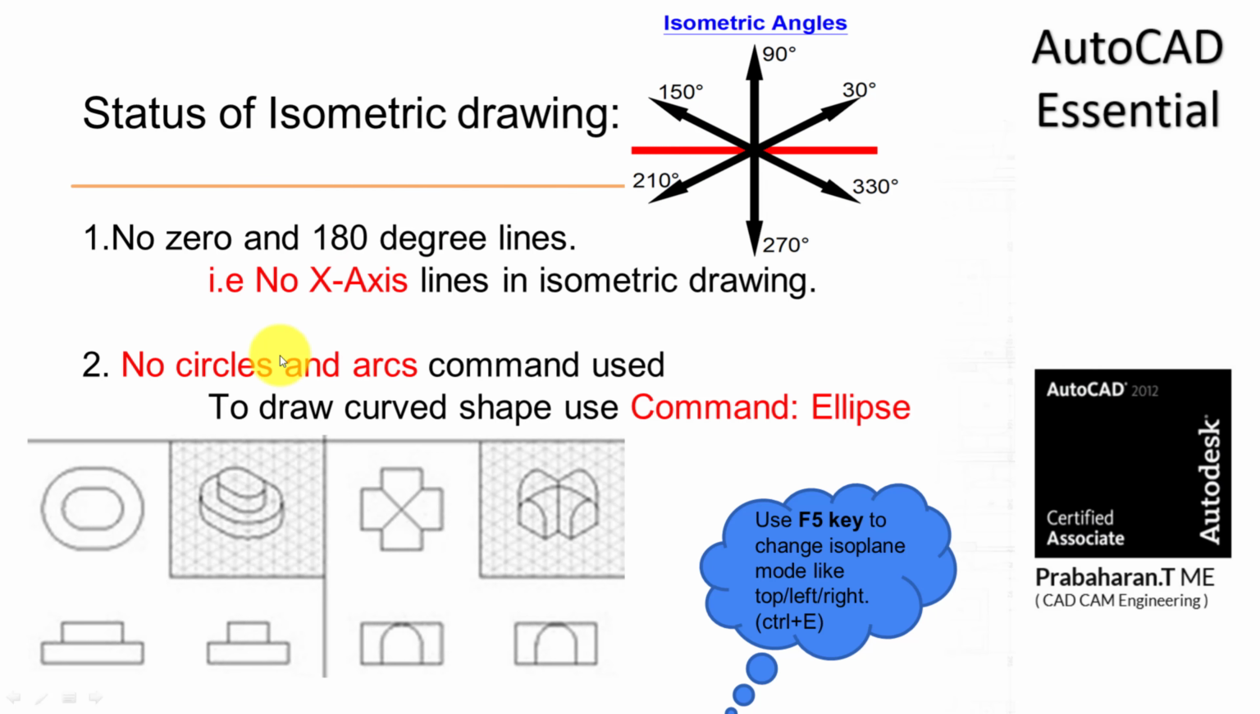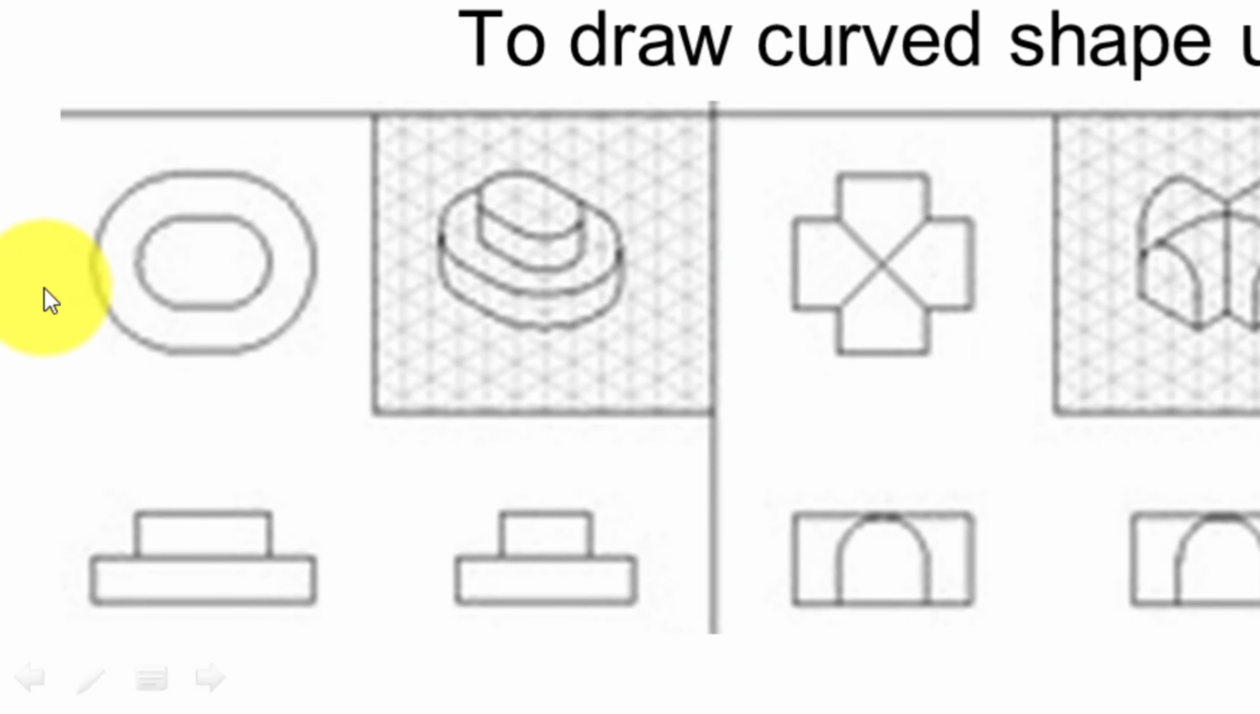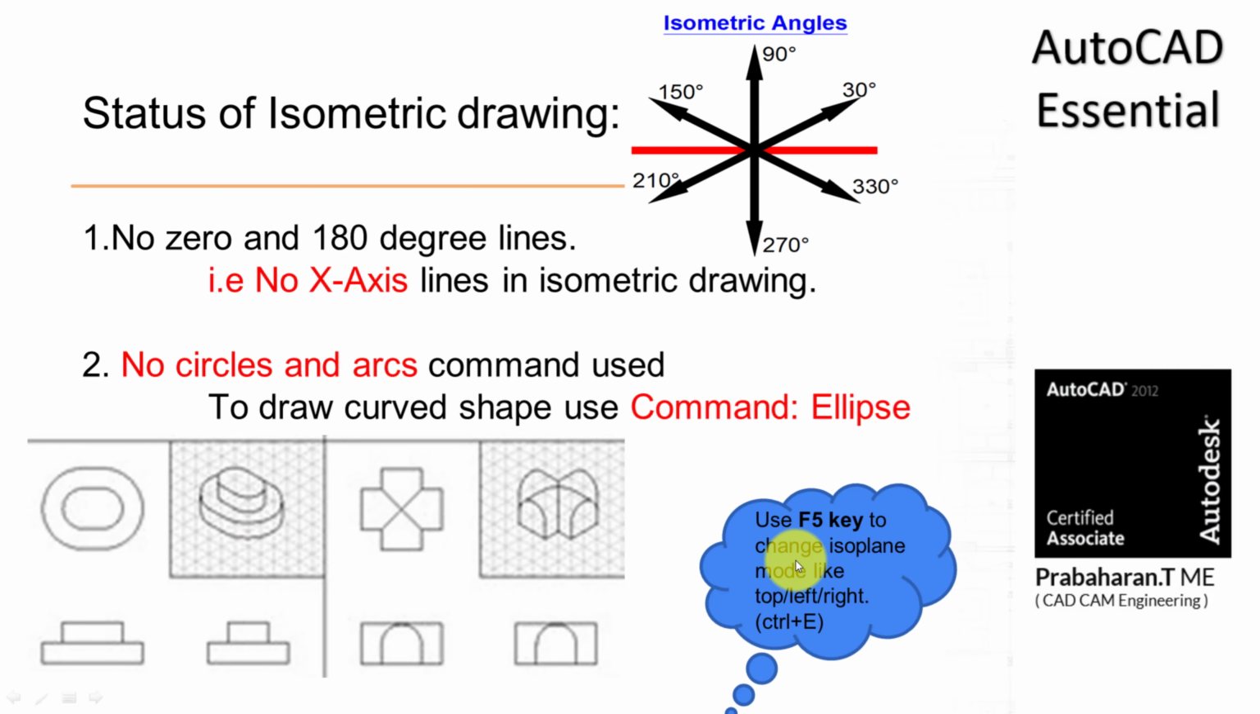Second, no circle and arc should be used in isometric. Instead of the circle and arc, if you want to draw any curvature, we will go for the ellipse command. You can see here, this is the top view of this component. This is a circle, but if you see here, this is not a circle. This seems to be an elliptical shape. Frequently, we may use the function key F5 for shifting the isometric faces between top, right, left.